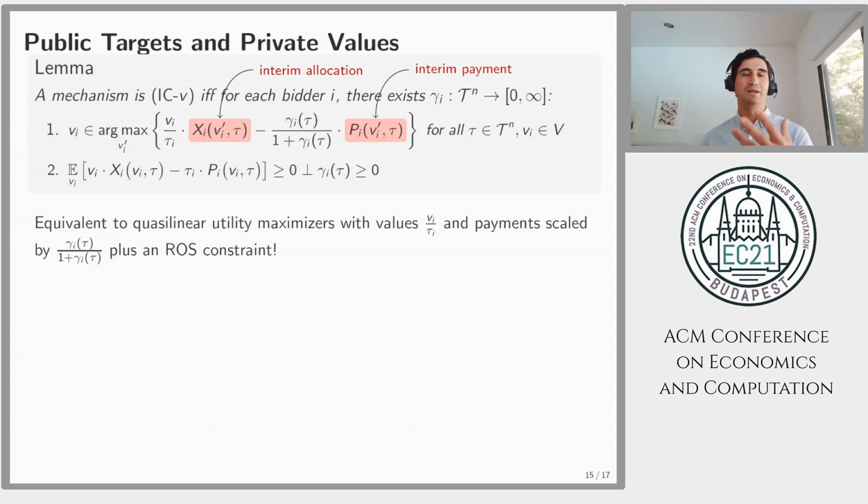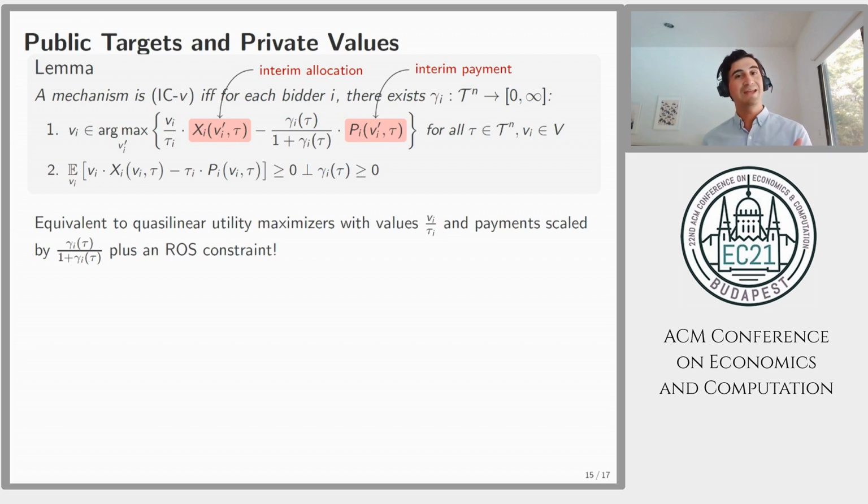That's the probability that you get the item, minus the interim payment, times this multiplier that is gamma i over 1 plus gamma i, that is scaling the payments. And the second condition is very intuitive. What it's saying is you should satisfy the ROS constraint. Also, the multiplier should be greater or equal to 0. And this multiplier, you can interpret it as a Lagrange multiplier of the ROS constraint.